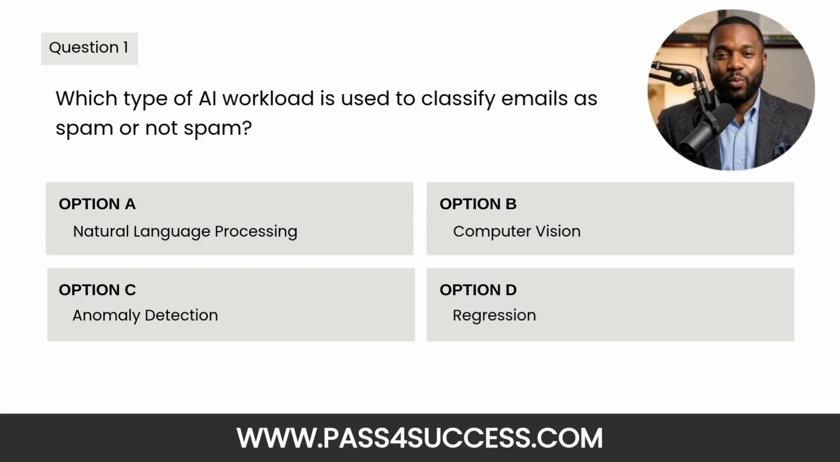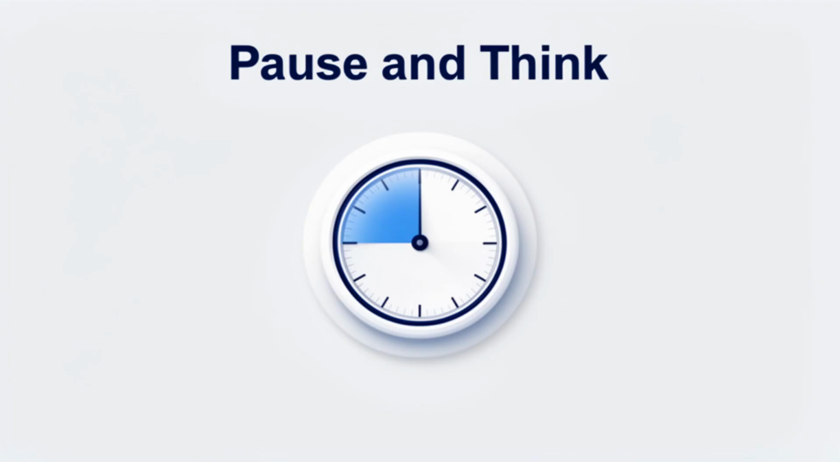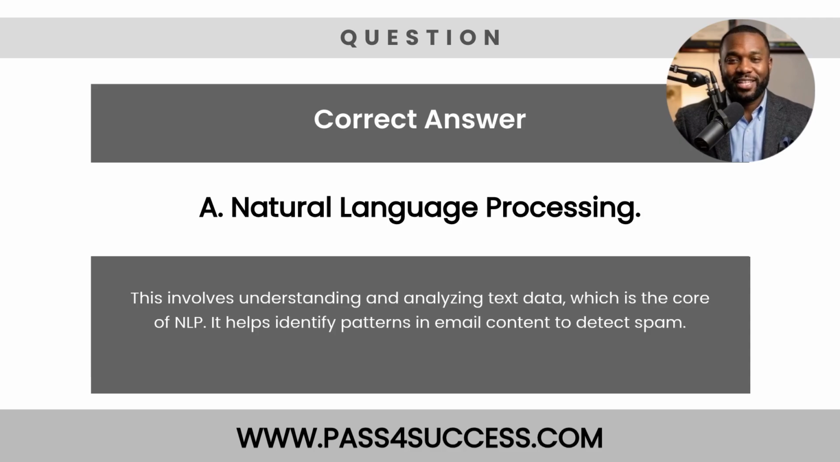Question 1. Which type of AI workload is used to classify emails as spam or not spam? A. Natural language processing. B. Computer vision. C. Anomaly detection. D. Regression. Pause the video and think about the correct answer. The correct answer is A. Natural language processing. Explanation. This involves understanding and analyzing text data, which is the core of NLP. It helps identify patterns in email content to detect spam.